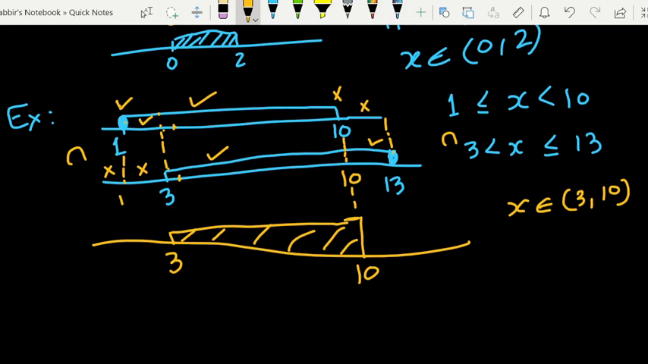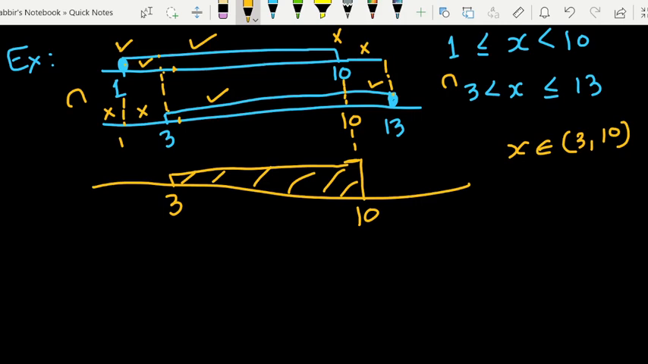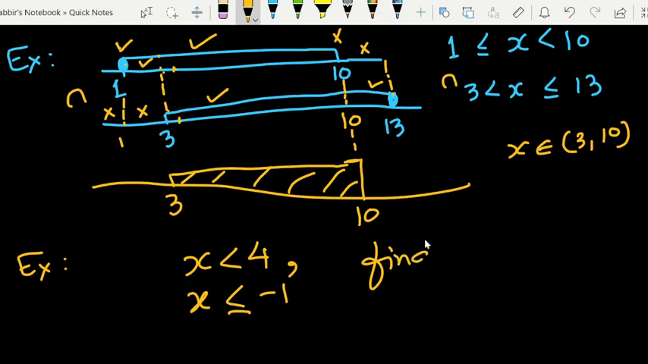Now let's do one more example, you can also try it. Okay, x less than 4, less than equal to minus 1 comma, find x.